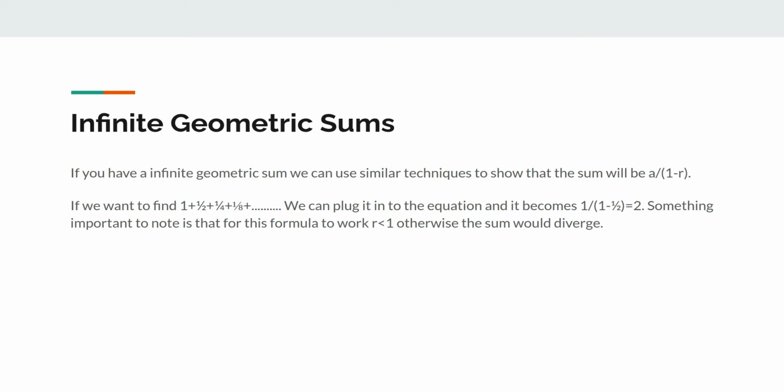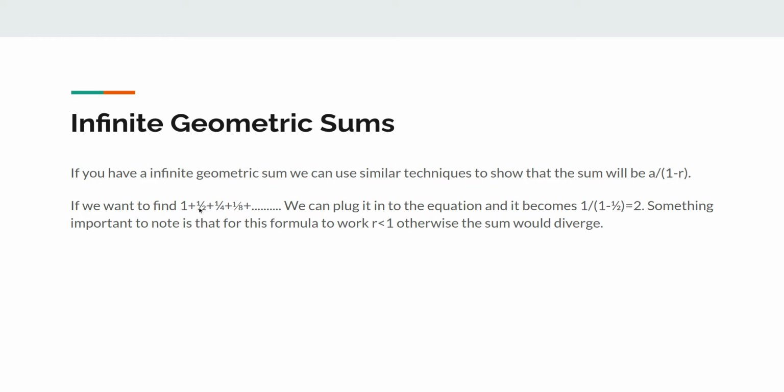Something you can do with geometric sums that you can't do with arithmetic sums is find the sum of infinite series, but it only works if the absolute value of the common ratio is less than 1. So I'll show you what I mean.